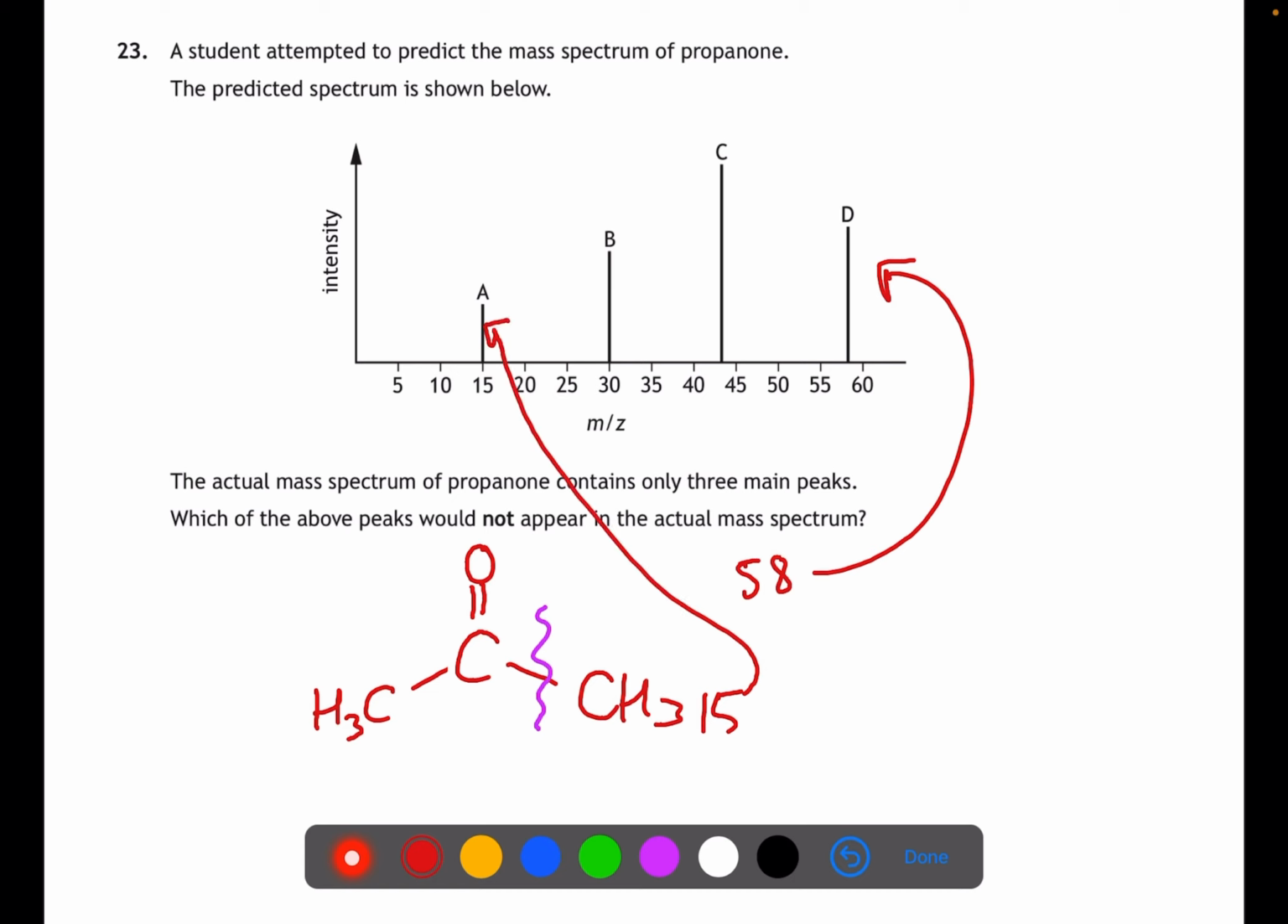And then another ion, which would represent this other half of the molecule, would be at mass 43. This means that we would not see B in the actual mass spectrum of propanone. B would be for if the 2 methyl groups were to join together, which would not happen.